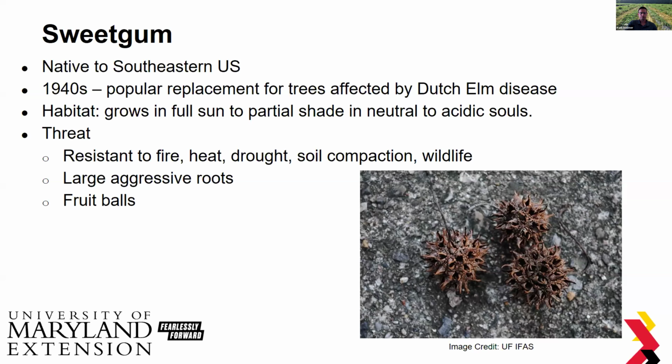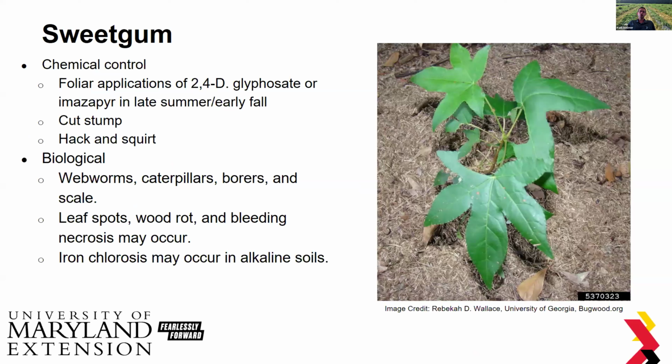So, options for managing sweetgum. Chemical control: you're going to be looking at foliar applications of things like 2,4-D, glyphosate, or imazapyr in the late summer or early fall. Foliar applications can be especially effective during that sapling stage. Cut stump and hack and squirt treatments using similar herbicides are also going to be effective.